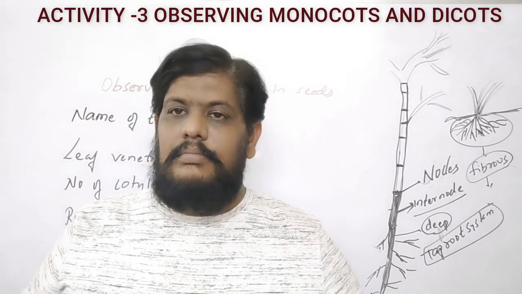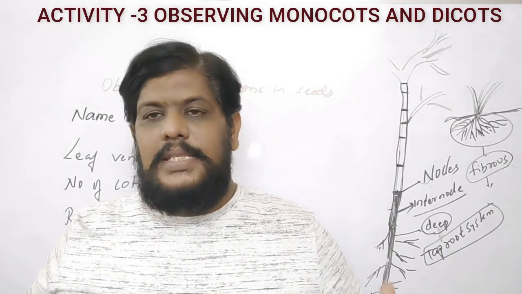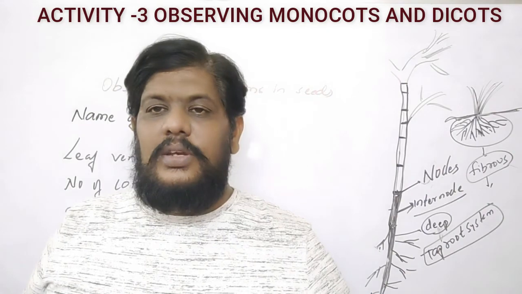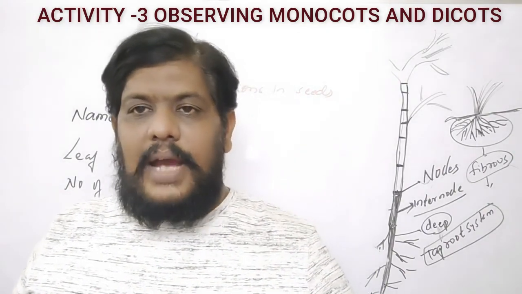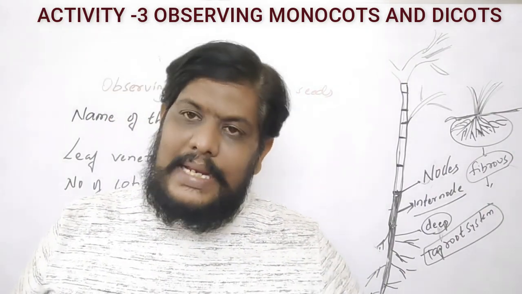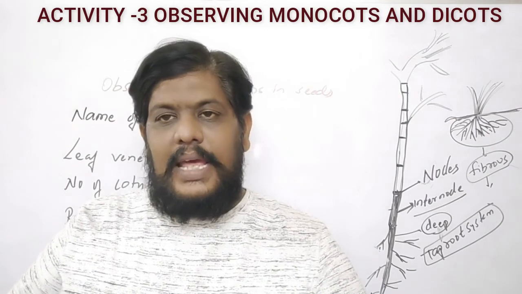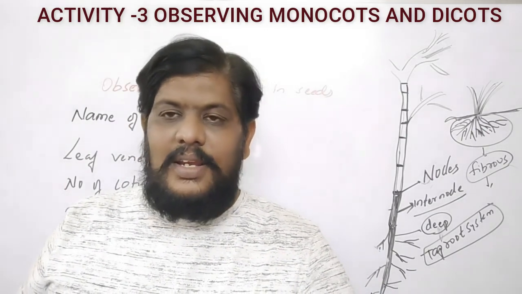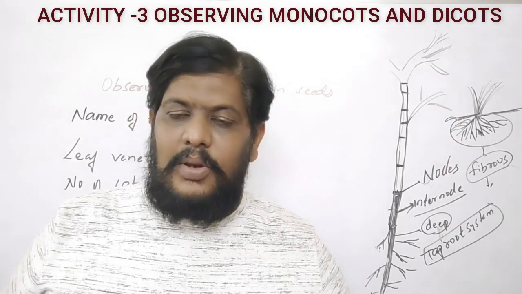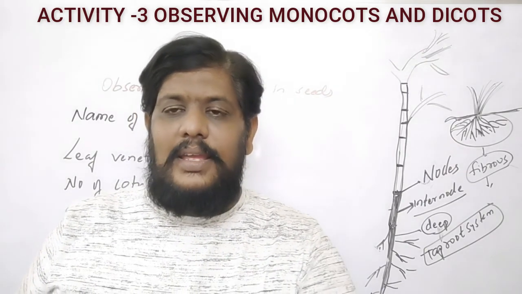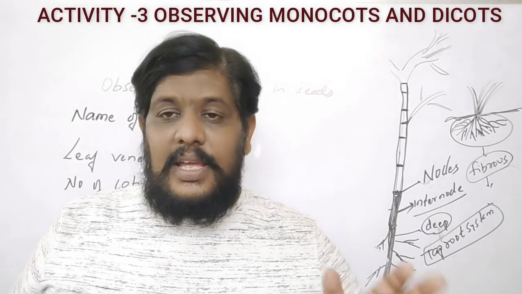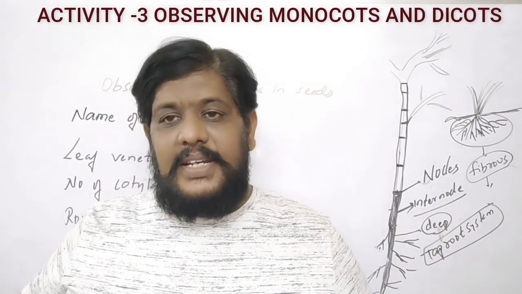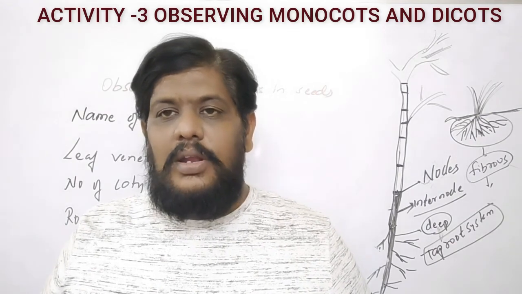And if possible, do these experiments at home. Try to check all the leaves or plants in your gardens, in your surroundings. Get them and check whether they are monocots or dicots. Check the seeds whether they are monocotyledons or dicotyledons. See their venation. If it's a monocot, see whether it has a fibrous root system or not. If it's a dicot, see whether it is a taproot system or not.